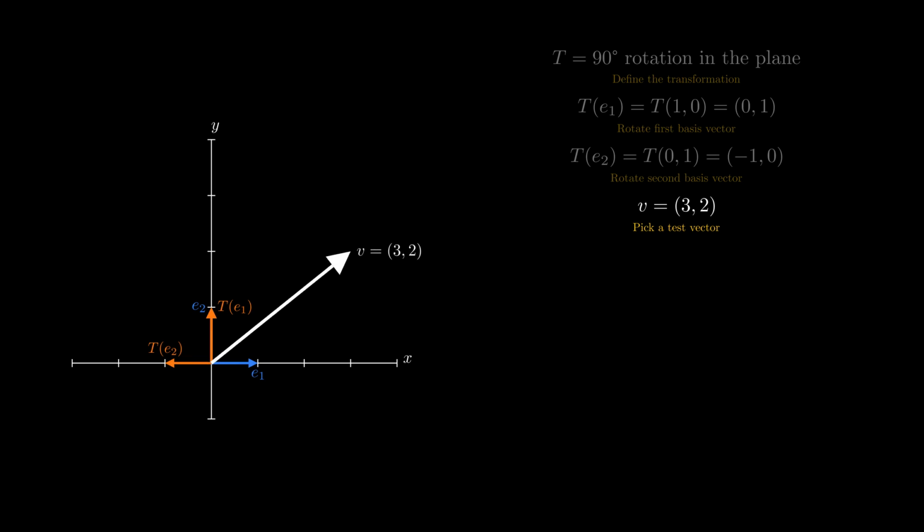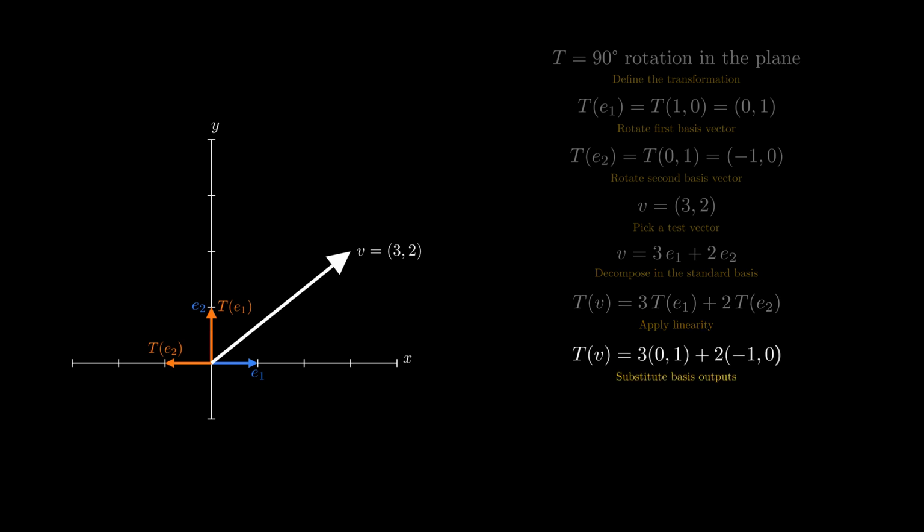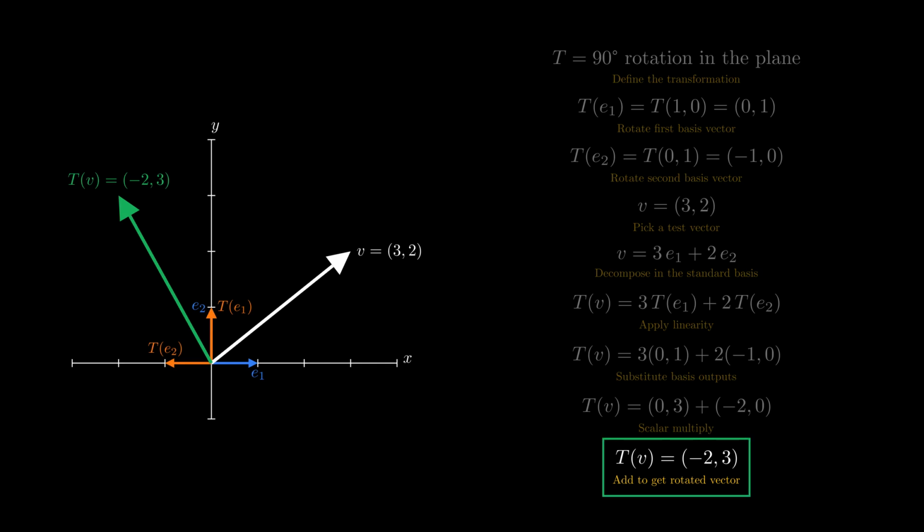Now take any vector, say v equals (3, 2). Decompose it, v equals 3 times e1 plus 2 times e2. Apply our formula from before. T of v equals 3 times T of e1 plus 2 times T of e2, which is 3 times (0, 1) plus 2 times (-1, 0). That gives (0, 3) plus (-2, 0), which equals (-2, 3). The rotation computed without ever rotating v directly.